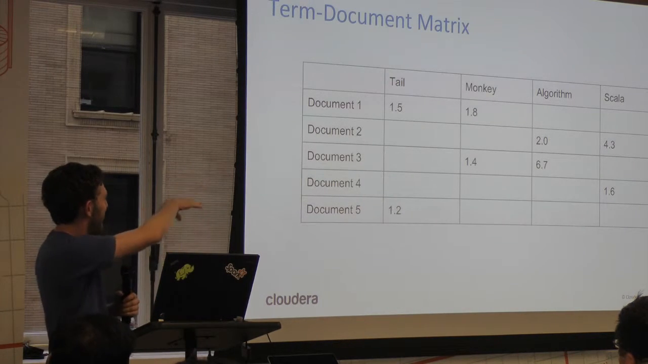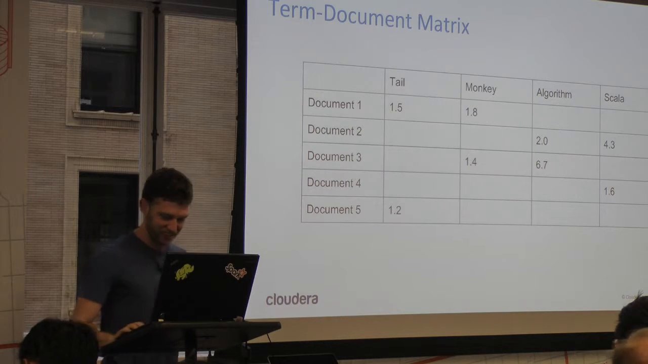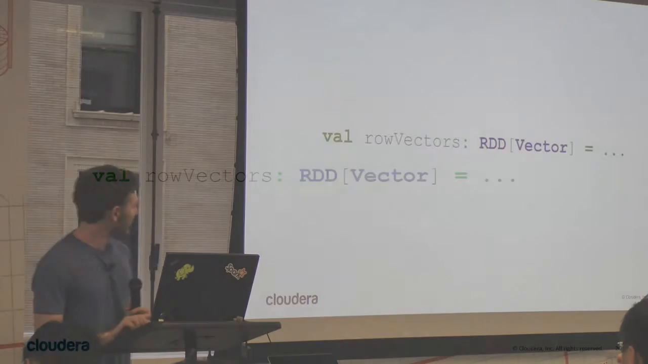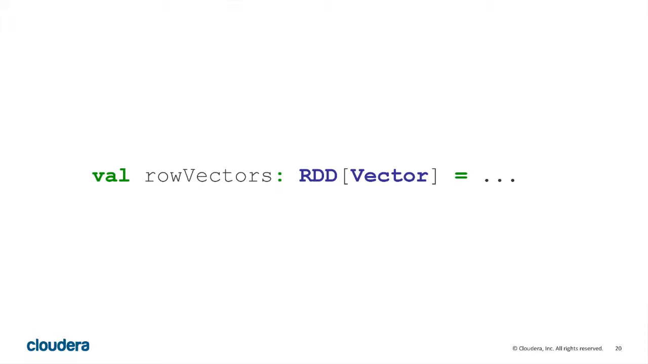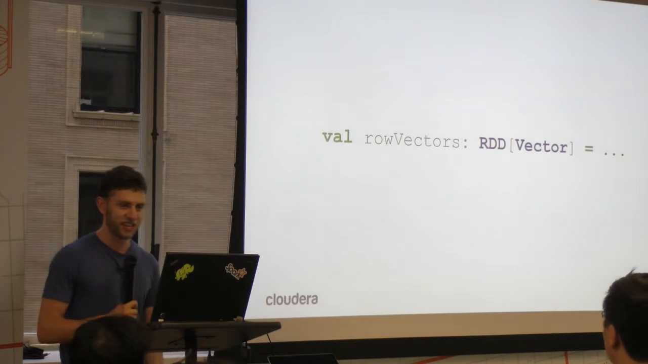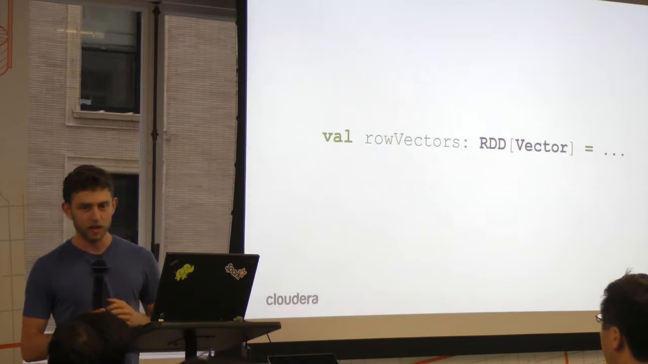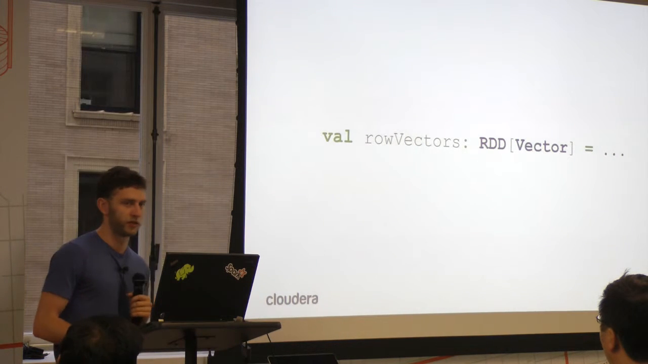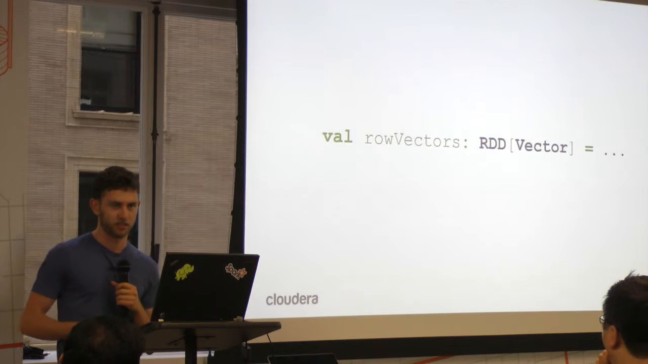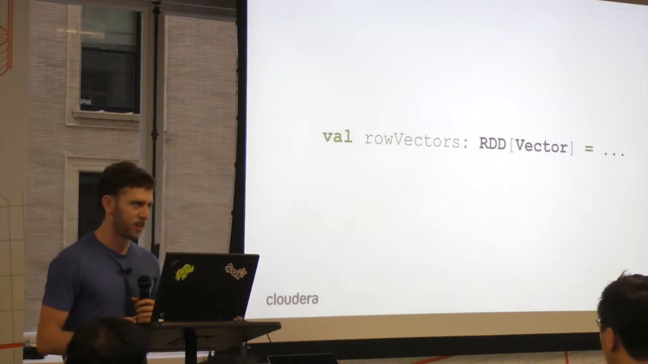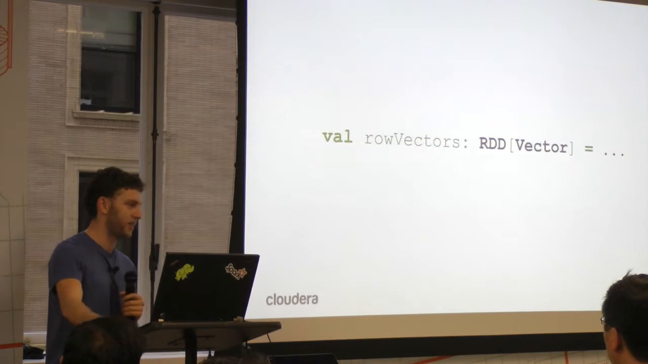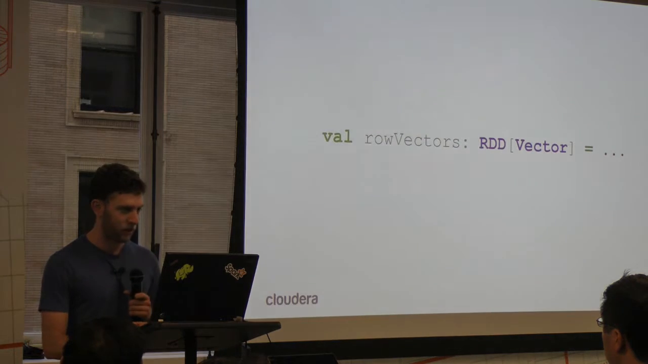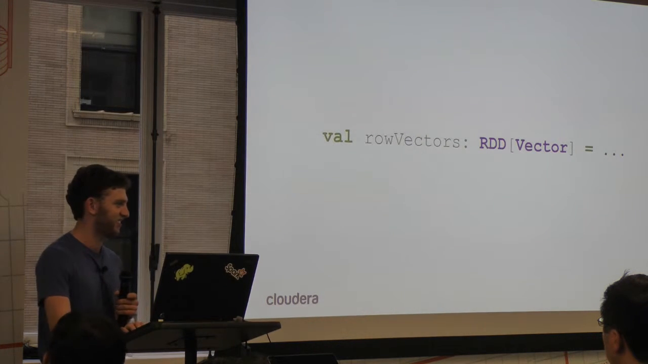It bridges the tail aspect of the world and the Scala aspect of the world. So what does it look like to actually represent this term document matrix in Spark and in Scala? The best way to do it is probably to build an RDD of vectors. These vectors are not java.util.vectors. They are org.apache.spark.linalg.vectors.